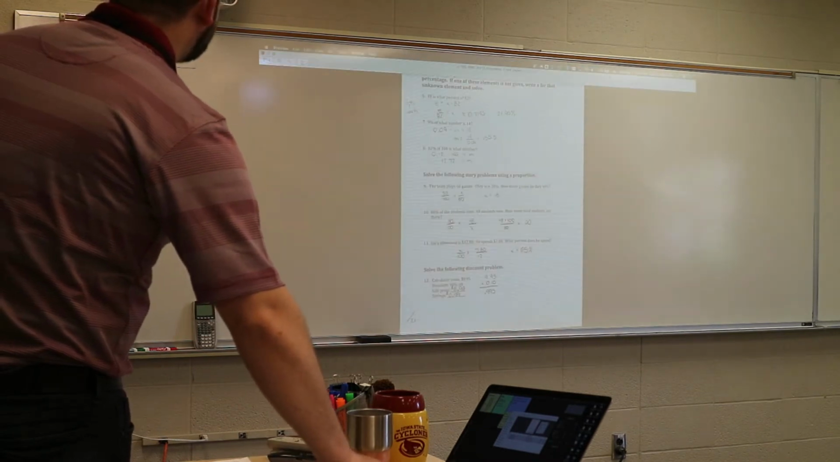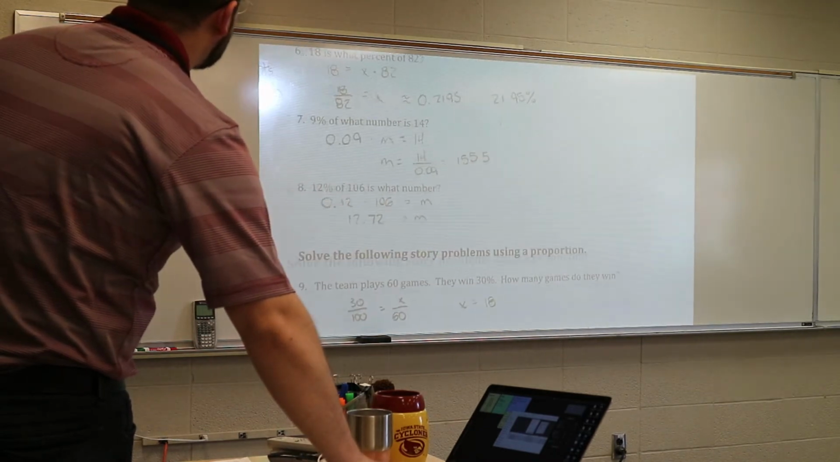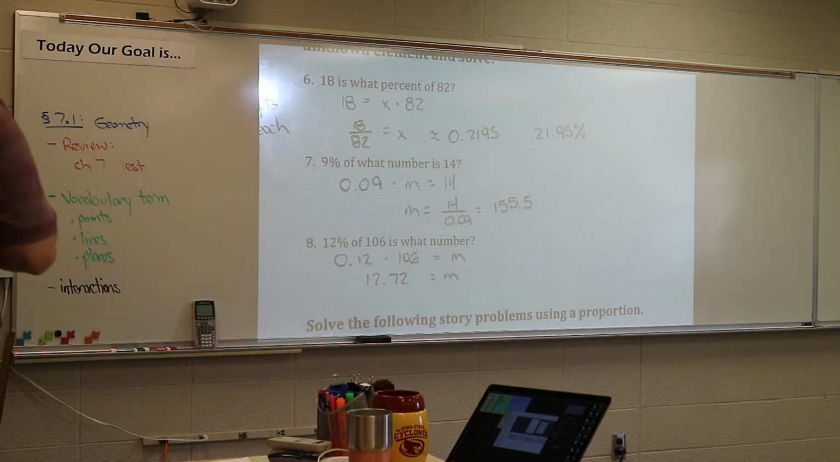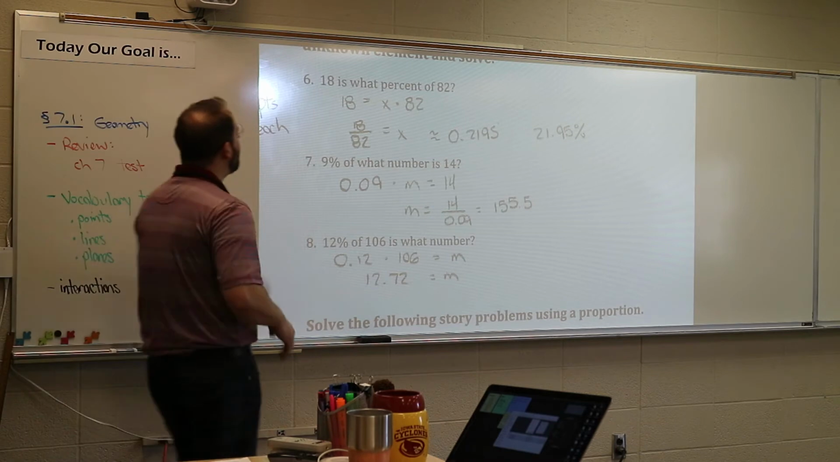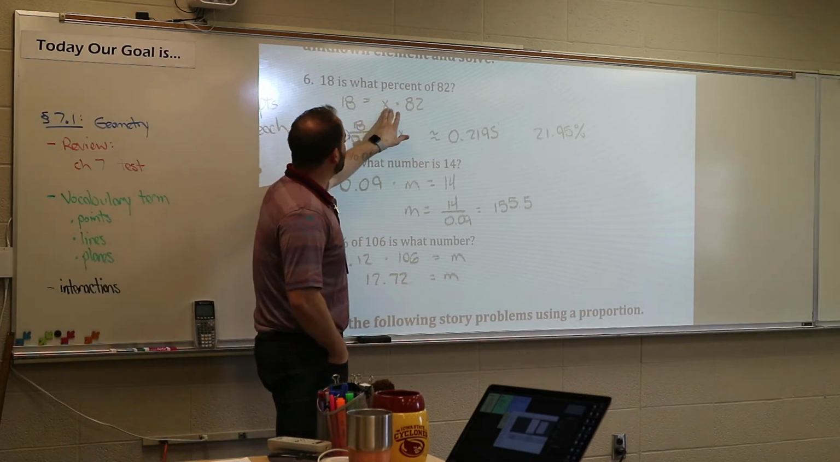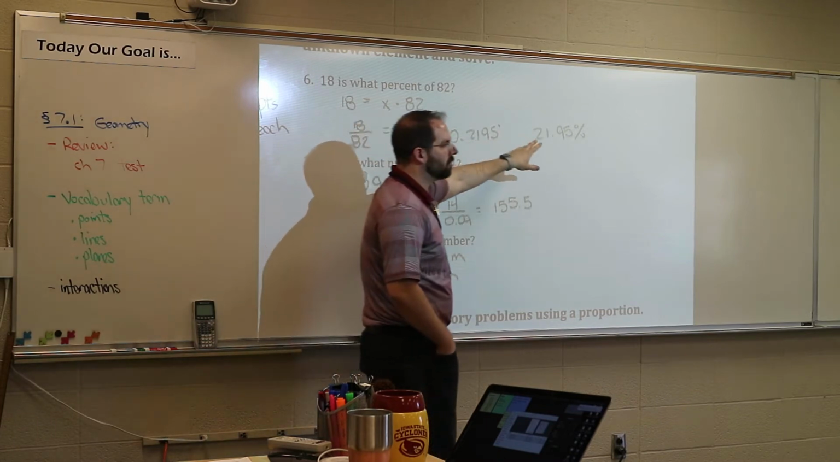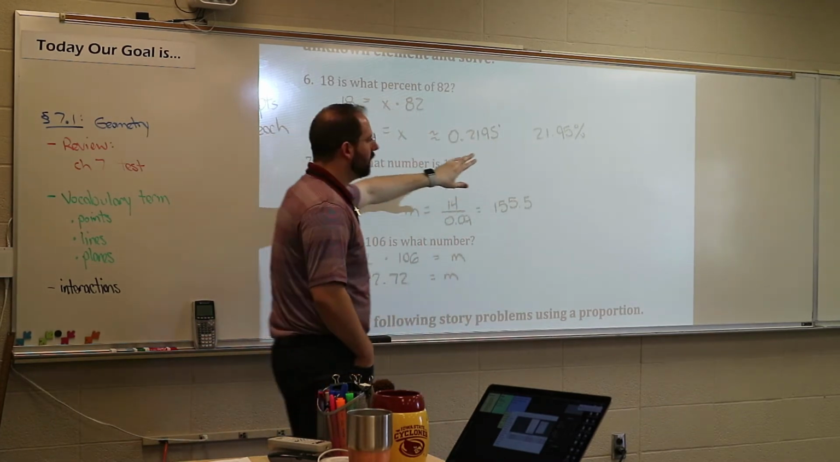Okay, number 6. This is where a lot of people started messing up pretty bad. It was because some people weren't finding the numbers I was looking for. Okay. All right. Here we go. 18 is what percent of 82? I divide by the 82, gives me a decimal, and that's 21%. Okay, does everyone see that?